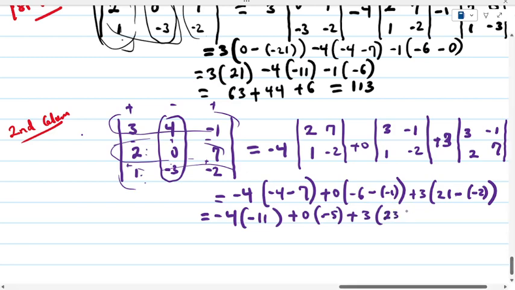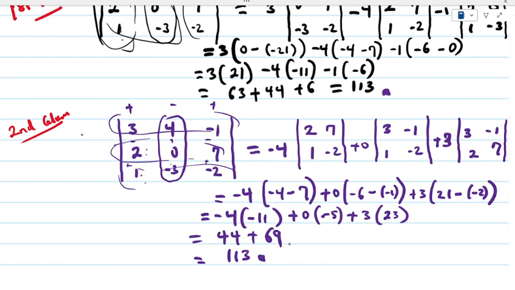This time that will give me 44 plus 23 times 3, that is 69. So if you add this up, you are going to have 113, which is the same result as using the first row you are used to. So you can pick any row, you can pick any column to find your determinant, and the result will still be the same. So whichever one you are good at, you are free to make use of it.